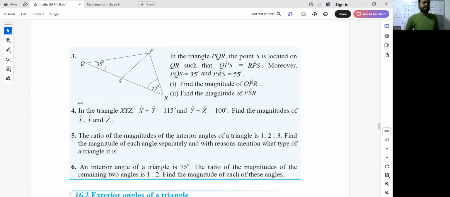This fourth question is just like the last example that we discussed on the board. Don't do this now, do it at home. In the triangle xyz, x plus y equals 115 and y plus z equals 110, find the magnitudes of x, y and z. Same type of question. We are not doing the fourth now. We will take the fifth one now.